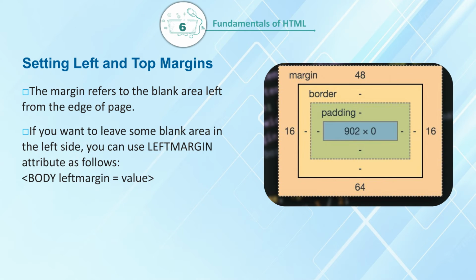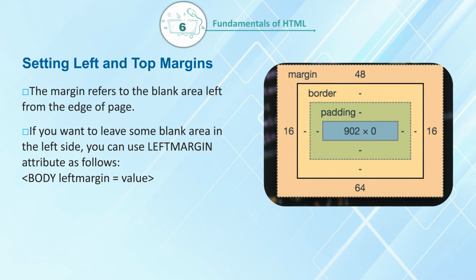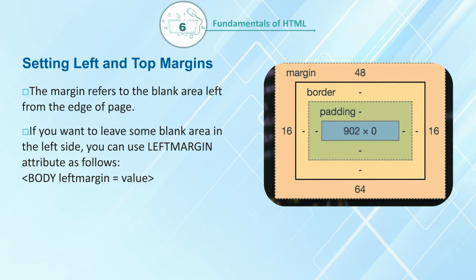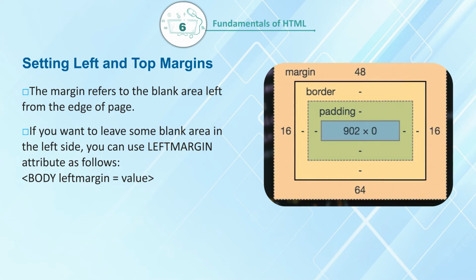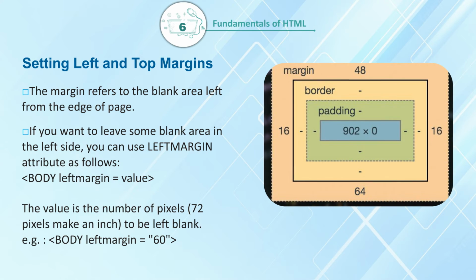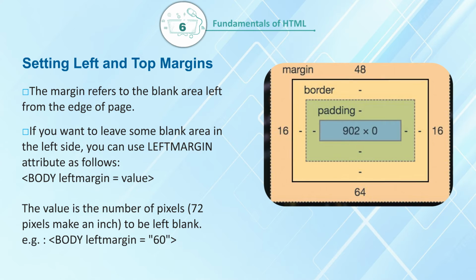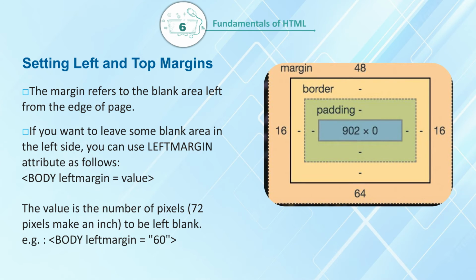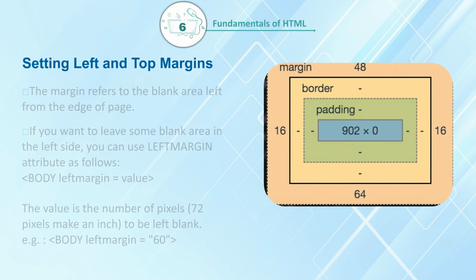If you want to leave some blank area in the left side, you can use left margin attribute as follows. Body left margin equal to value. The value is the number of pixels. 72 pixels make an inch to be left blank. For example, body left margin equal to 60.